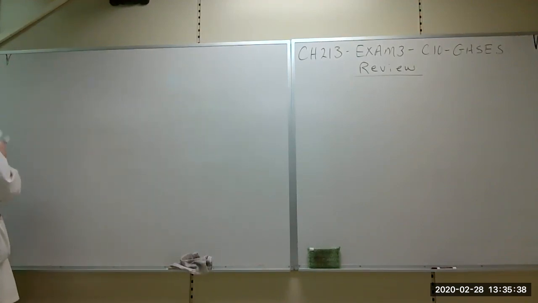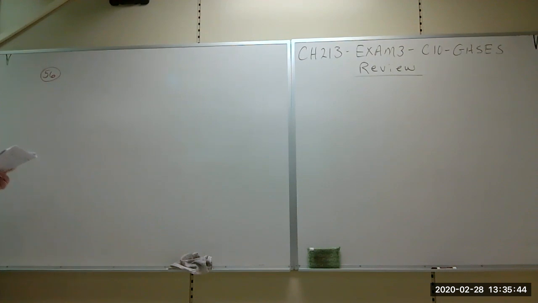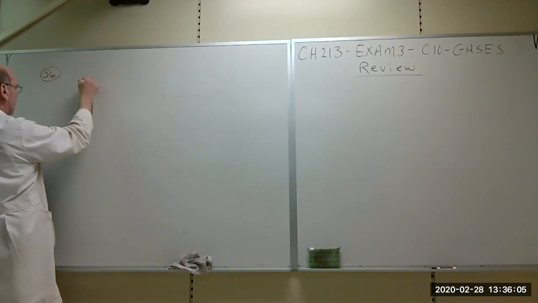Let's see, 56. Which of the following is the best qualitative graph of pressure versus molar mass of a 1 gram sample of different gases at constant volume and temperature? So what does that mean? Which of the following is pressure versus molar mass? So move on.